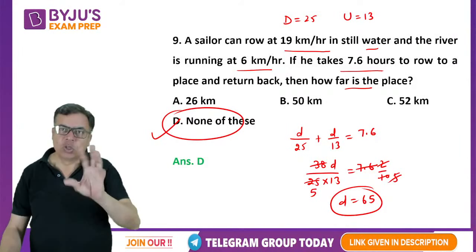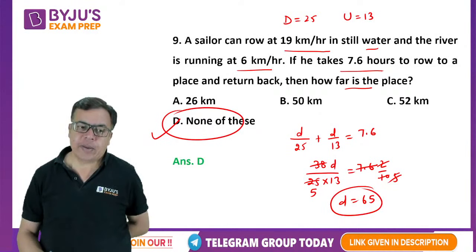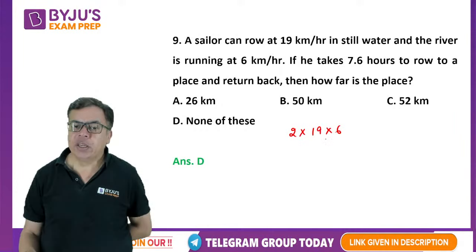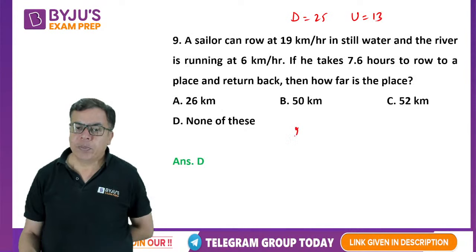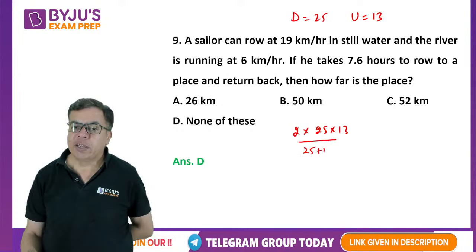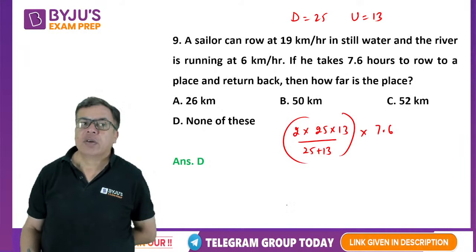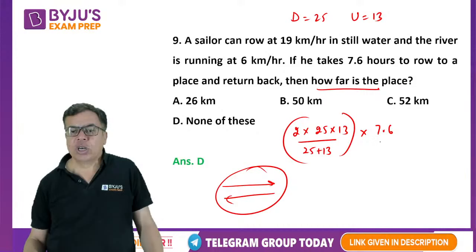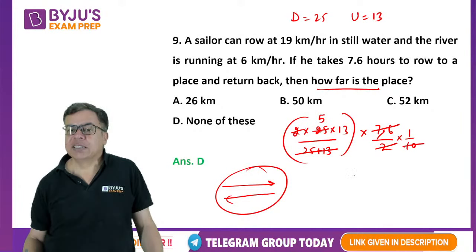The other method to do this, because this is a linear equation that you can do, is this: the distance is the same, right? If the distance is same, the average speed of the entire trip will be 2uv by u plus v. Sorry, the speed downstream will be 25 and upstream will be 13. This is the average speed, into the total time taken will be the total distance. Now the total distance is double. You are going somewhere, coming back. I want only a single distance. How far is the place? So divide it by 2 to get the single distance. Now decimal I am removing, dividing by 10. 38 into 2, 76 cancelled. 2 and 5, 10 cancelled. So 65 is the answer.